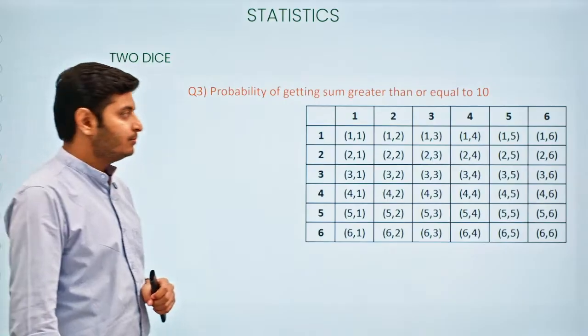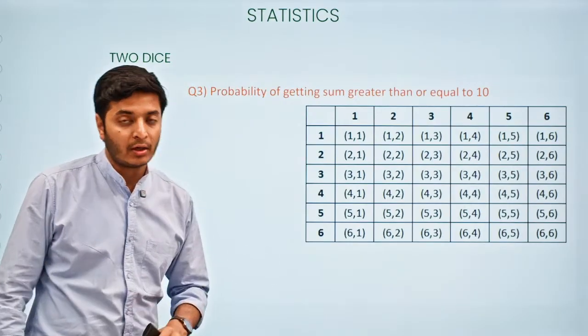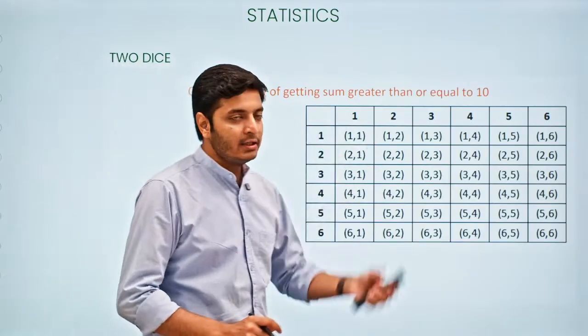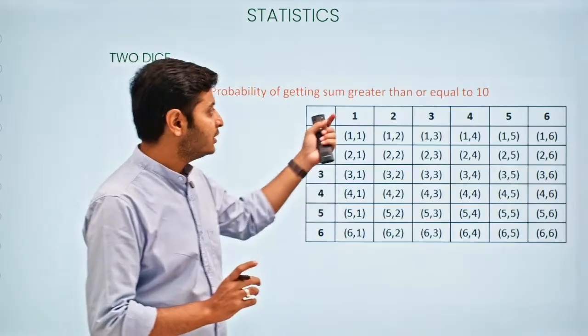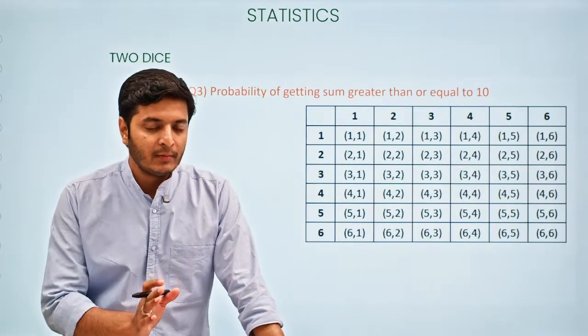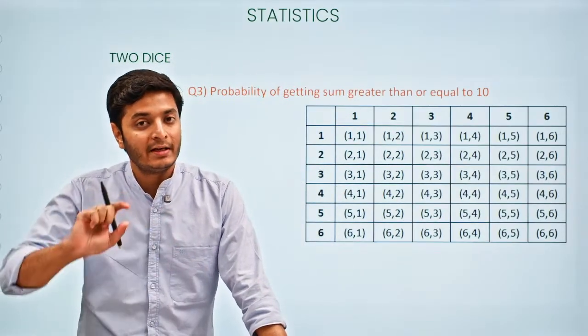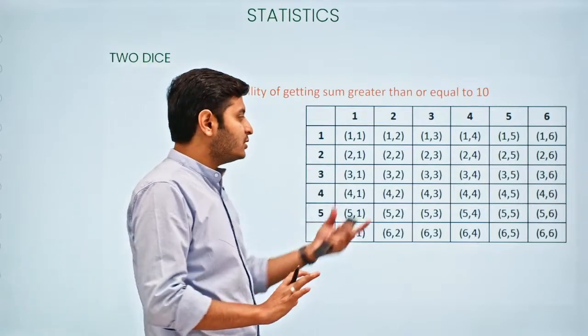Then third, probability of getting sum greater than or equal to 10. Okay, now we need to understand the statement first. Probability of sum greater than or equal to 10. So not only equal to 10, not lesser than 10, it should be greater than or equal to. So sum can be greater than or equal to only. How many such outcomes are there?